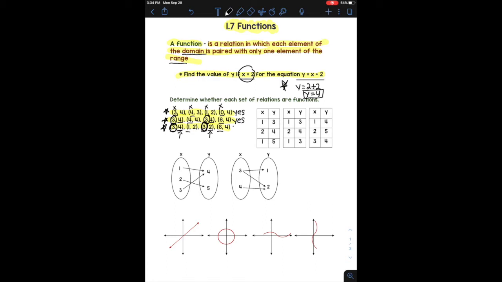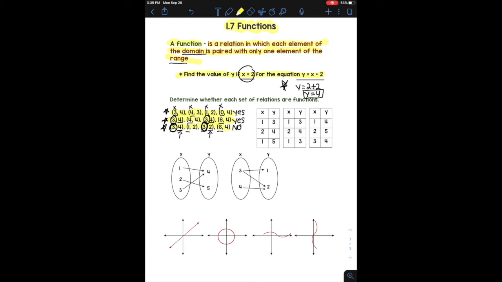The x value of 3 has two different y values here. Therefore, we're going to write no, this is not a function. We are essentially going to have the same idea going further for the tables, the mappings, and the graphs. We're just going to be looking at the data in a different type of relation. So let's go ahead and move on to the tables.